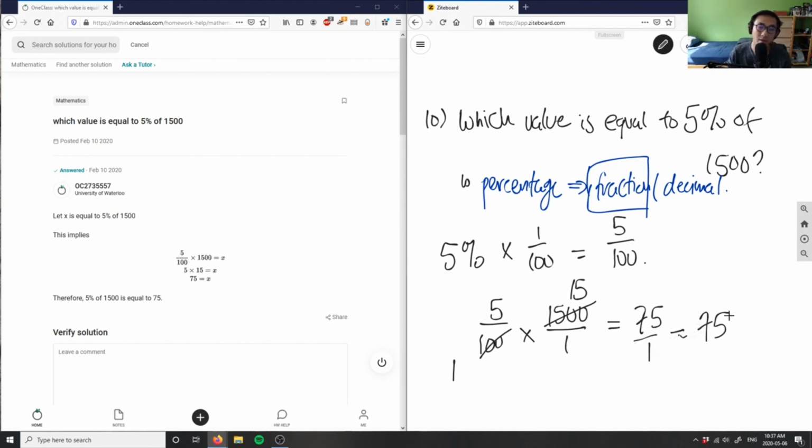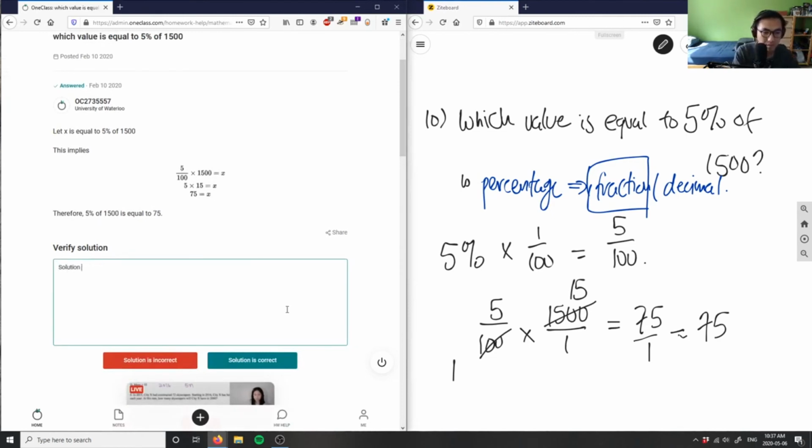So this solution is correct again. Therefore, 5% of 1500 is equal to 75. Again, I got 75 as well. So the solution is correct. Good analysis here.